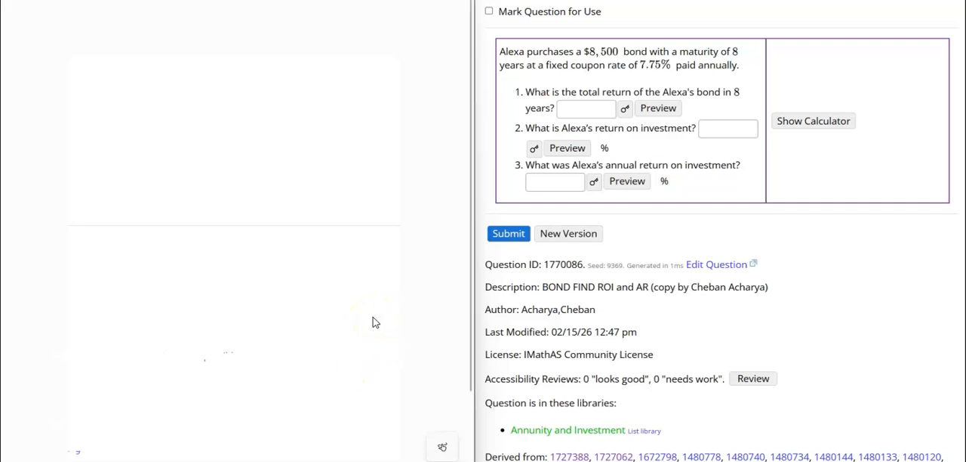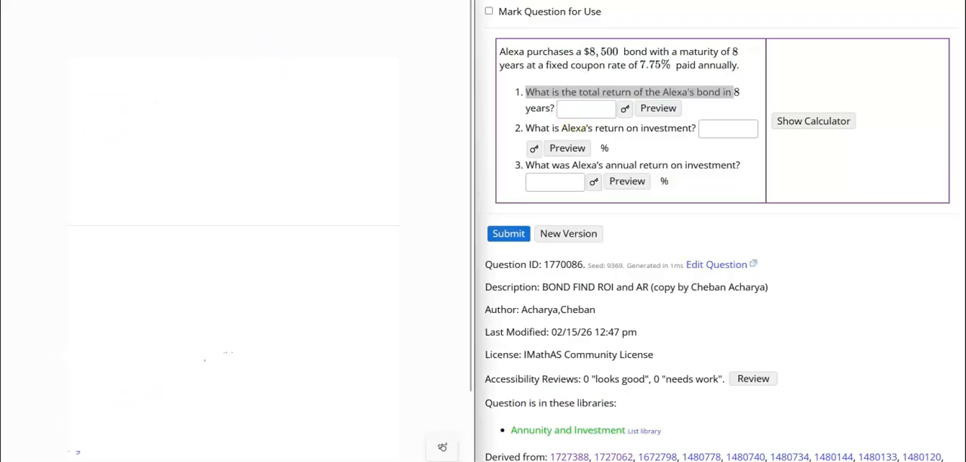Hello, in this question I'll solve this bond problem. Let's read the problem. Alexa purchased an $8,500 bond with a maturity of 8 years at a fixed coupon rate of 7.75% paid annually. So she's going to be paid 7.75% every year on the $8,500 bond she purchased. We have to find the first question: what's the total return of the Alexa bond in 8 years?